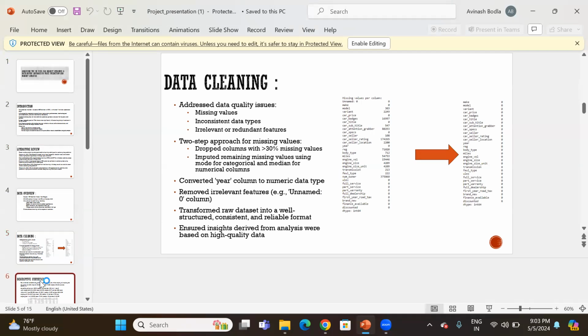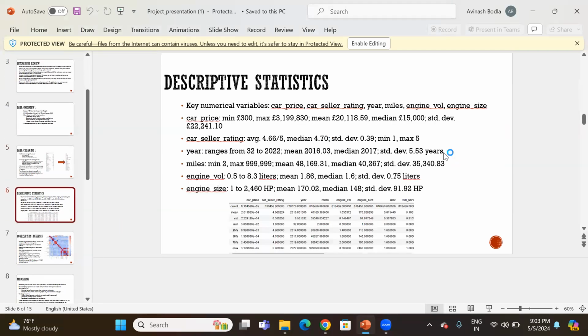This transforms the raw dataset into a well-structured, consistent, and reliable format, ensuring the insights derived from the analysis are based on high quality data. Descriptive statistics. The key numerical variables are the car price, car seller rating, year, miles, engine volume, and engine size. Coming to the statistical data, the minimum price is 300 euros and the maximum is 3,199,830 euros.